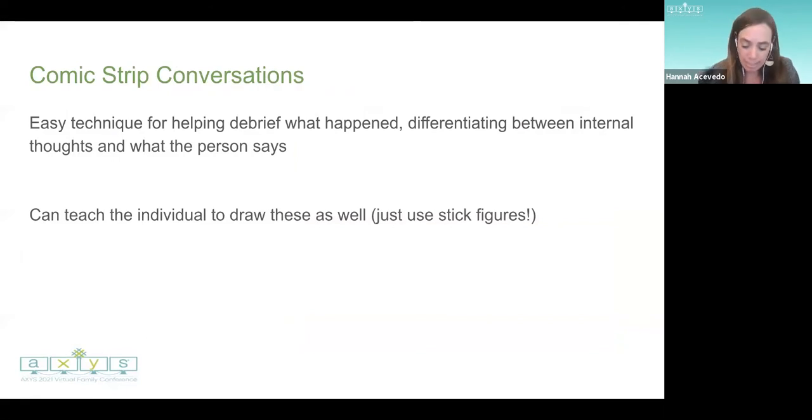Another technique is using comic strip conversations. So basically that's just drawing stick figures with thought bubbles and speech bubbles to help an individual understand the difference between what happens internally, what we're thinking, and what we should say.